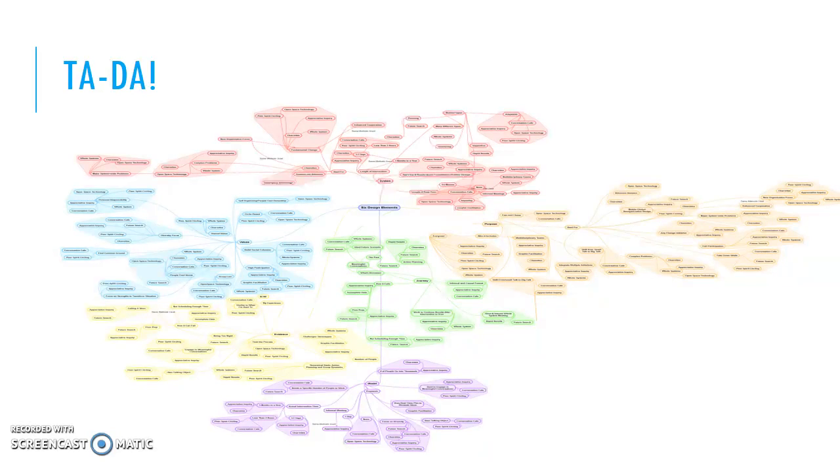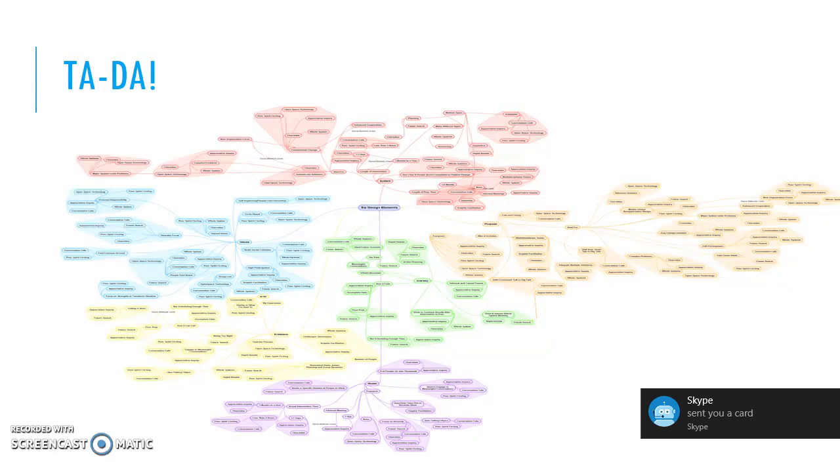Ta-da! So this is my completed affinity diagram. So, my completed mind map. With this, it's really hard to see, which is why I screenshotted each section, because that's a lot to fit on one page, but you can just see all the different patterns and things, and just how my mind works with things. It's pretty cool.